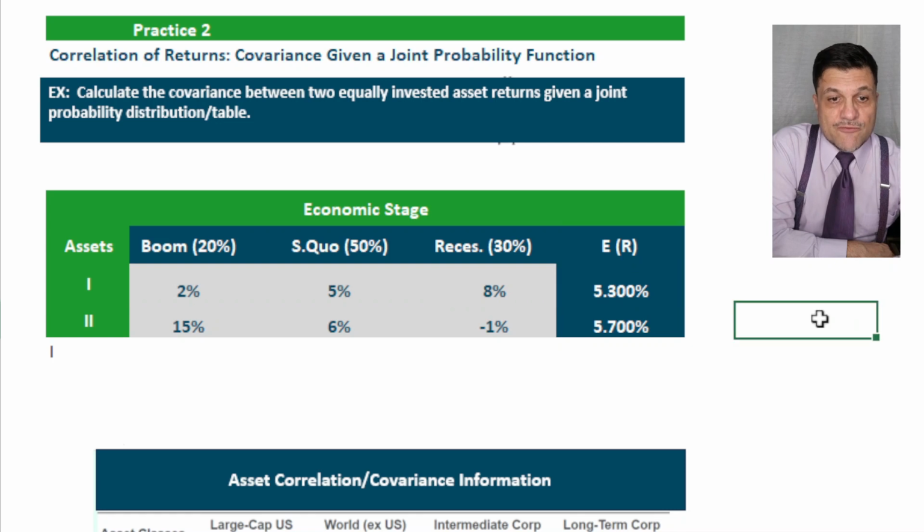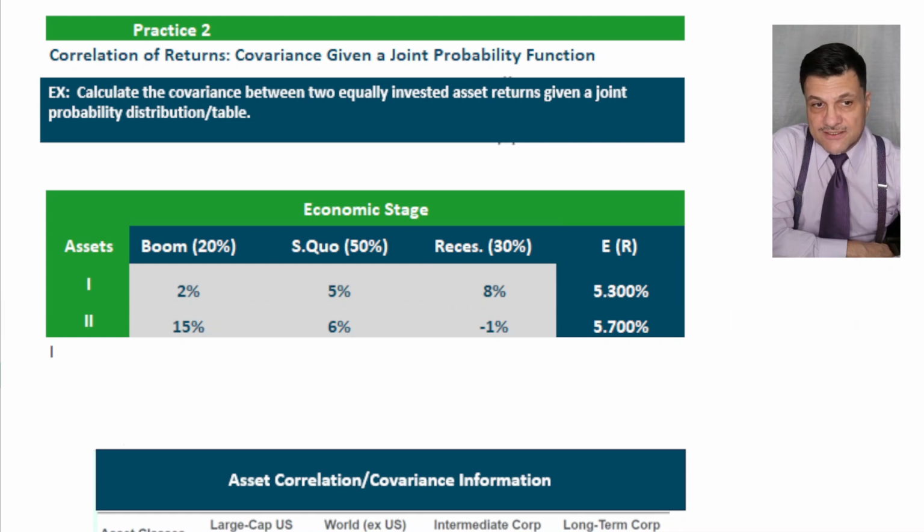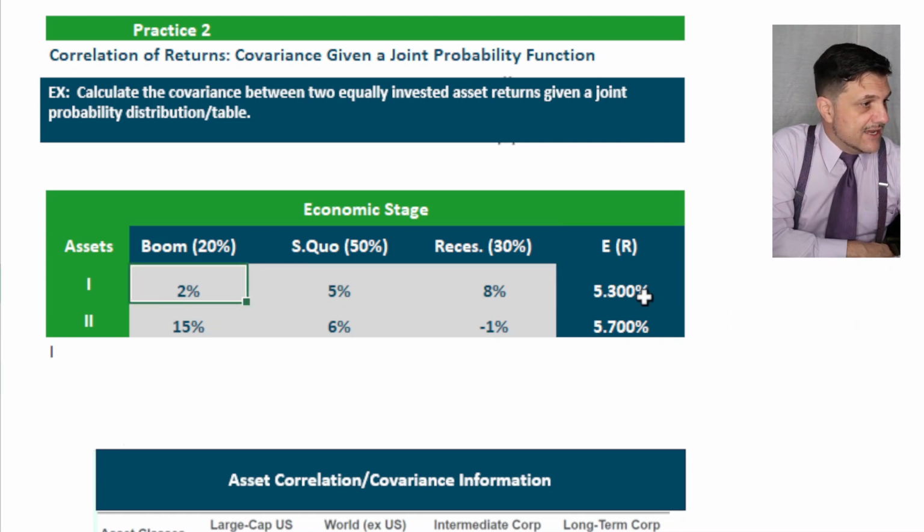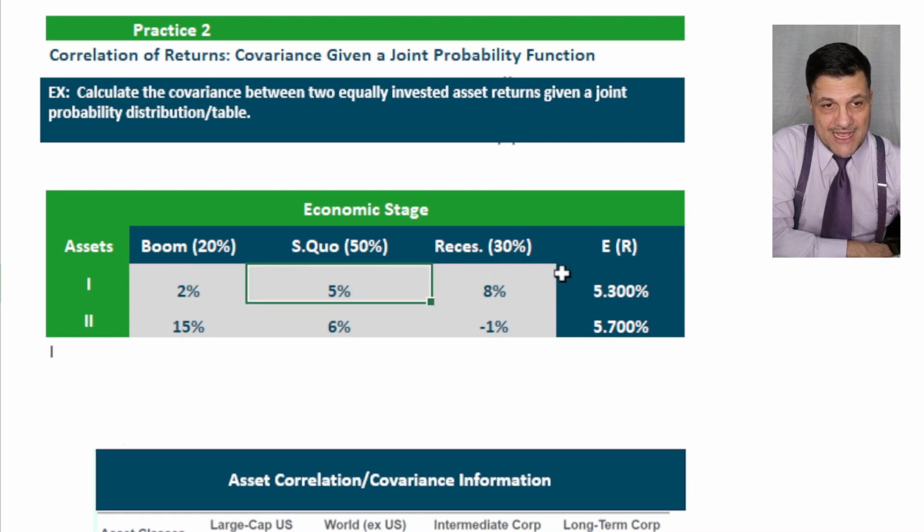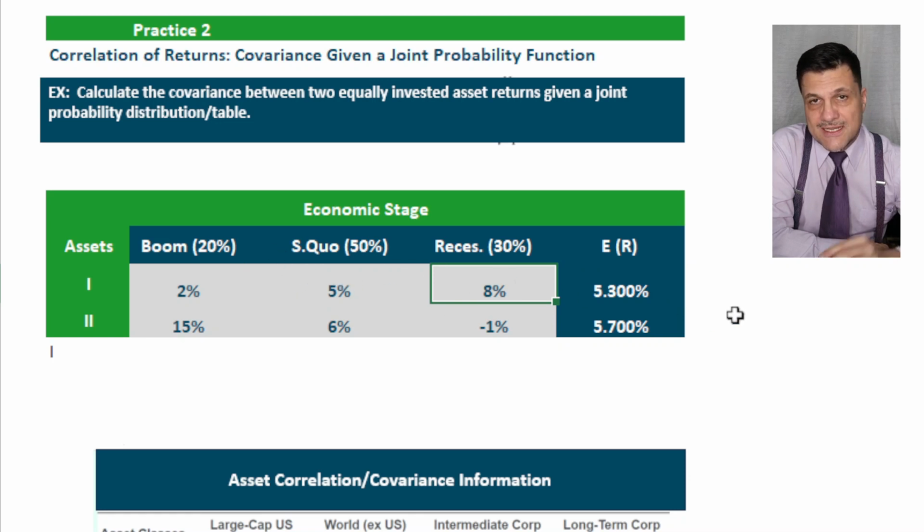All right. From that, I can get the deviations. Look, I have a deviation right here. I expect 5.3 and I got 2. I expect 5.3, I got 5. And I expect 5.3, I got 8. I have a deviation on each one of those. Each one of those deviations is going to be the X, or the asset 1 deviations.